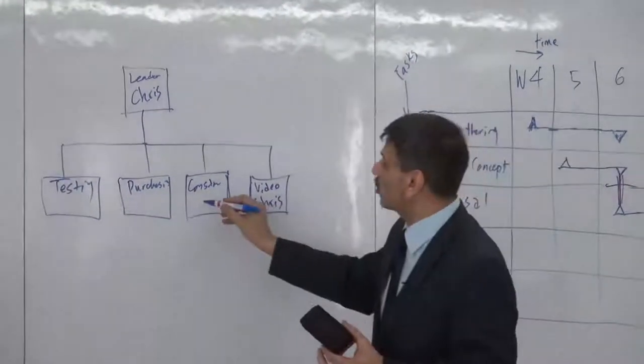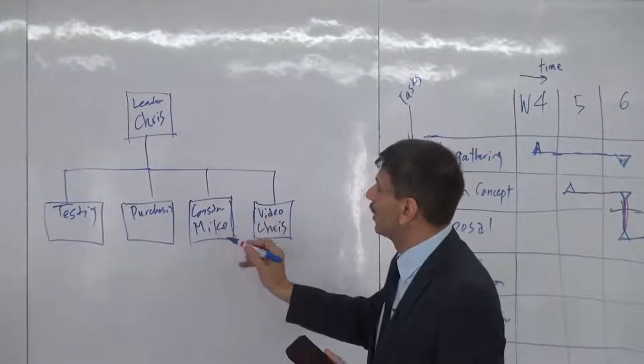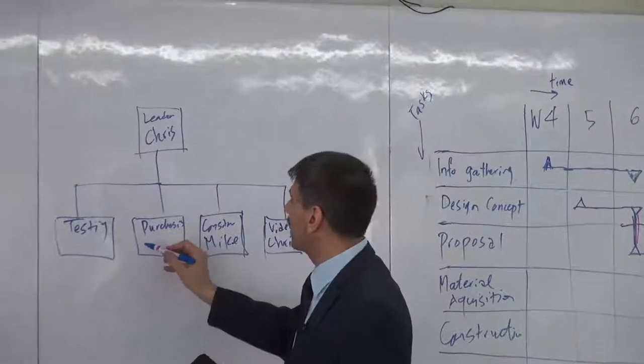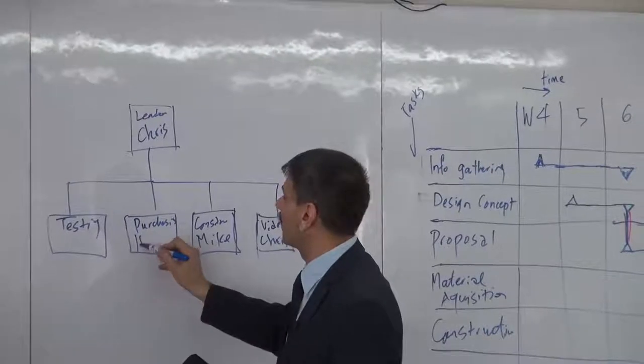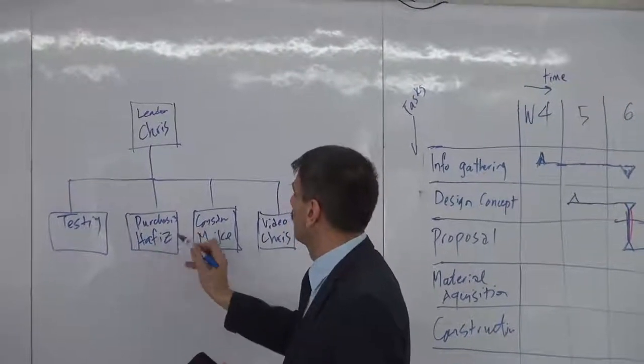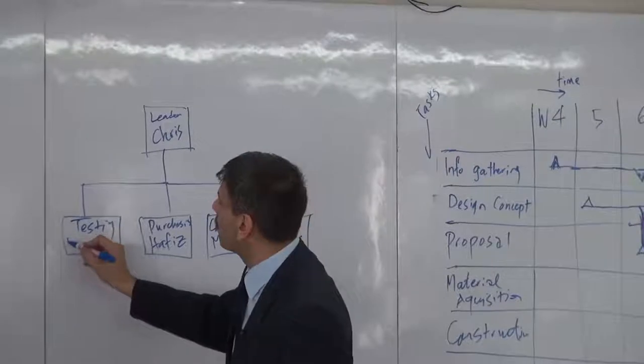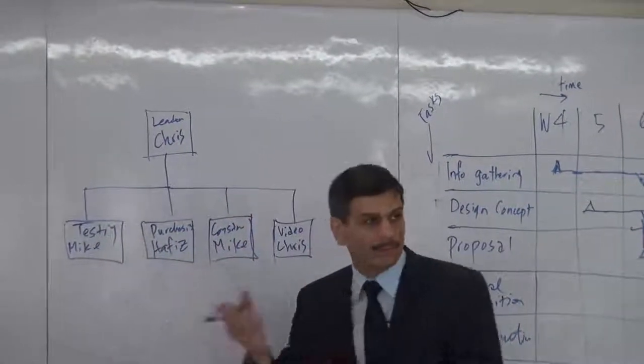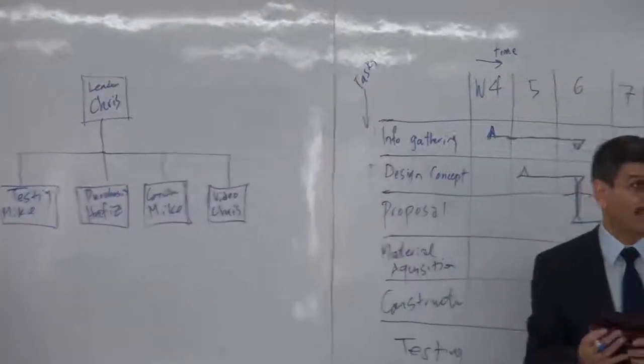So maybe construction will be done by Mike. And purchasing maybe will be done by Hafiz. And testing maybe Mike, again, example. So this is one way of doing it.